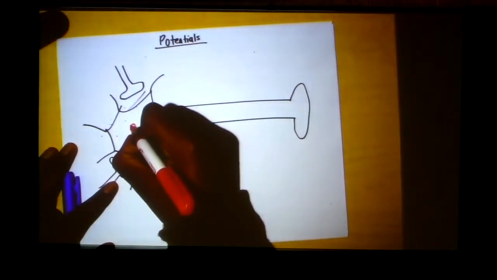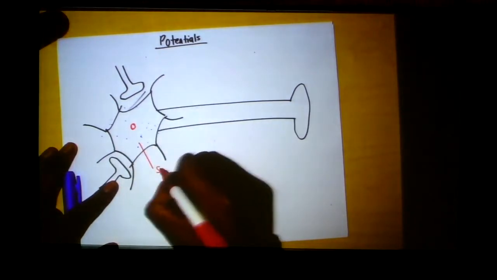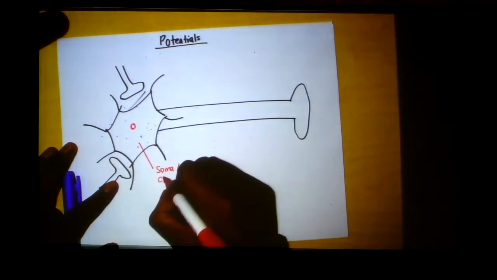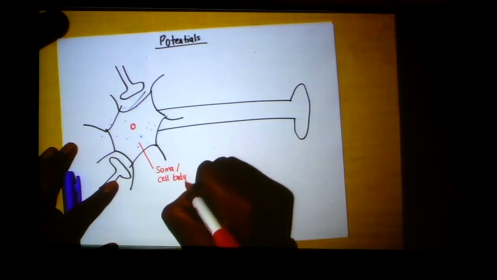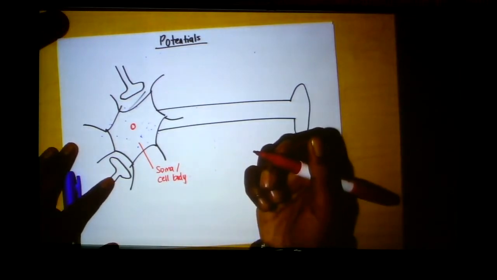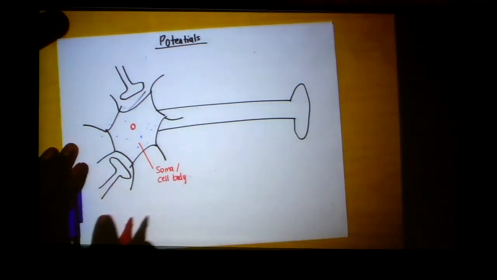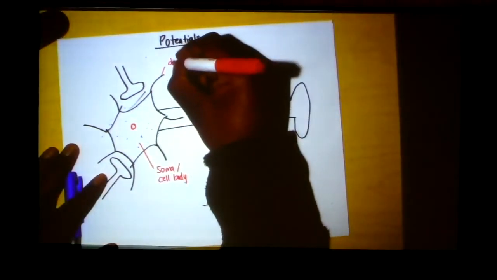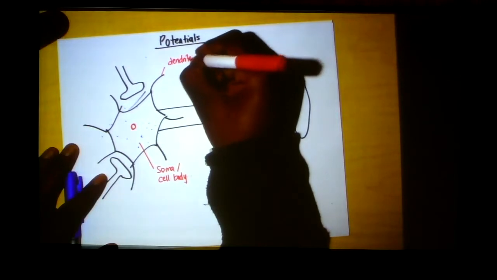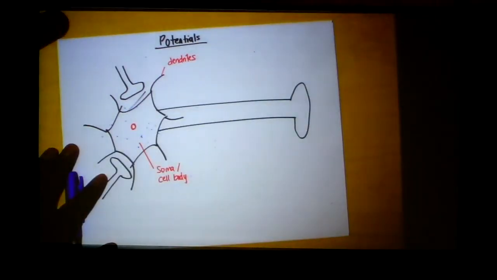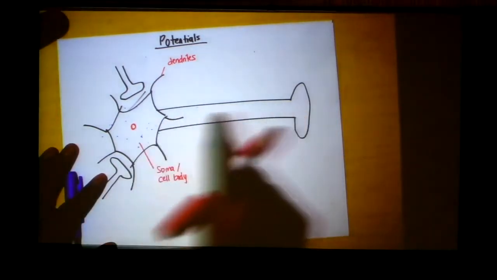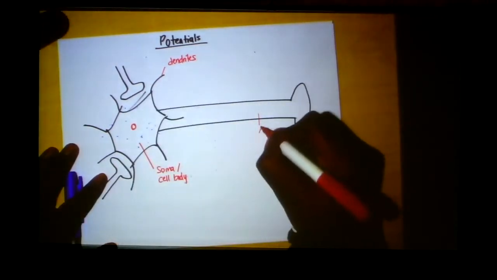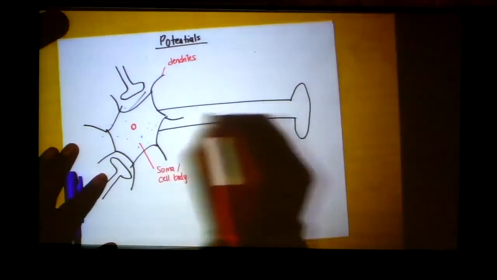So this general region here is called the soma or the cell body. This is the region that receives inputting signals and stimuli from other neurons. And then attached to that are the dendrites, okay, also responsible for picking up those signals. Then we have the length of the neuron, which is called the axon. Right, this entire length is called the axon.